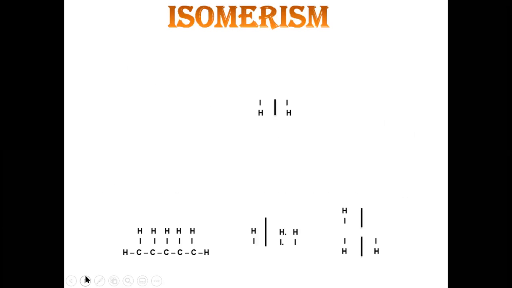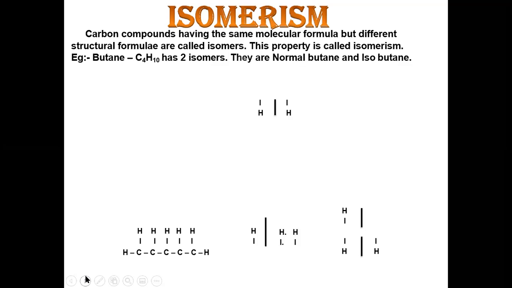Now we will discuss isomerism. What is isomerism? Carbon compounds having the same molecular formula but different structural formulas are called isomers. And this property is known as isomerism. Like butane. The formula of butane is C4H10, and it has two isomers. They are normal butane and isobutane.